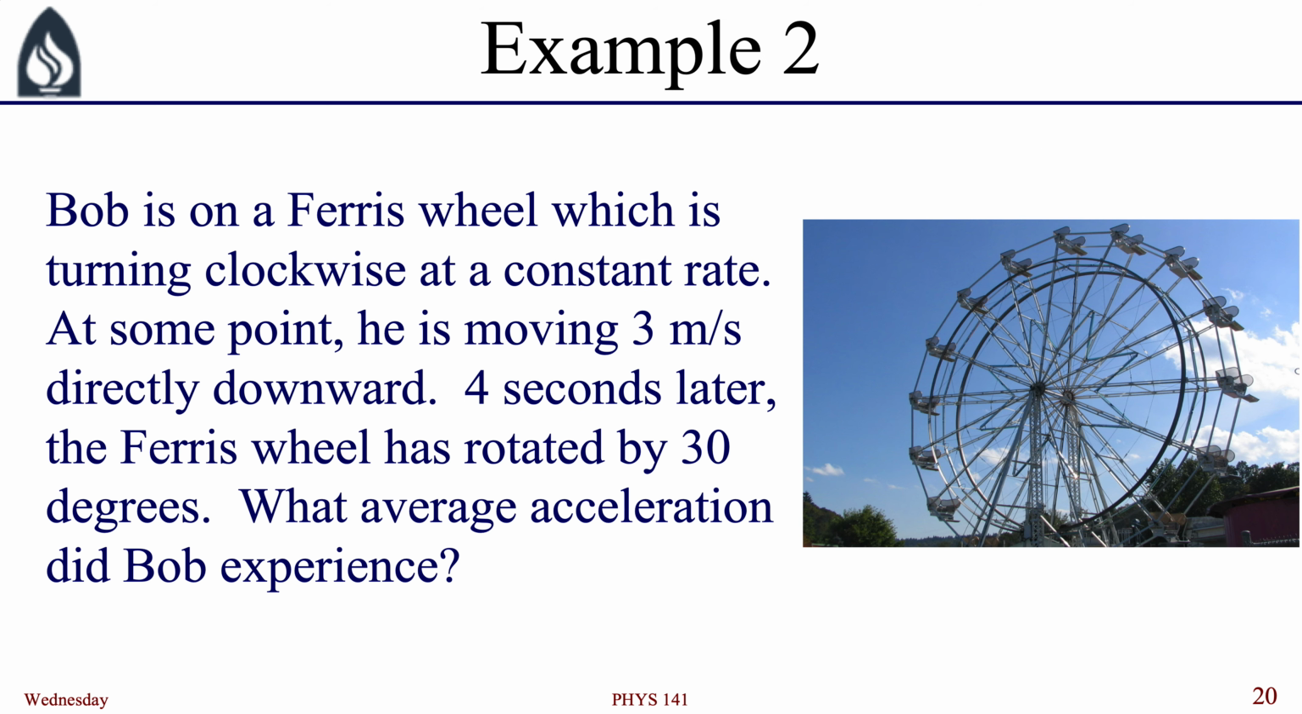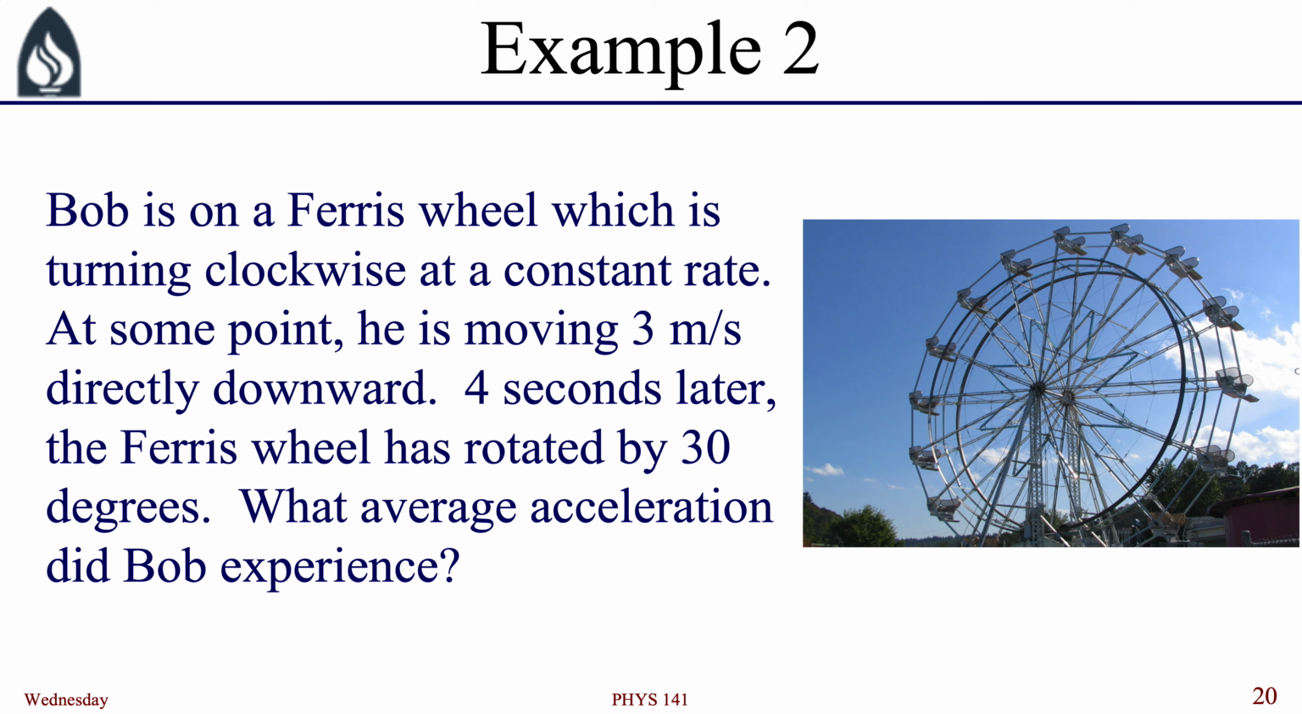So let's look at an example problem where we have a change in direction and we can calculate an acceleration. In this example, Bob is on a Ferris wheel, and the Ferris wheel is turning clockwise at a constant rate. At some point, he's moving 3 meters per second directly downward, and then 4 seconds later, the Ferris wheel has rotated by 30 degrees, and we want to know what is the average acceleration that Bob experiences.